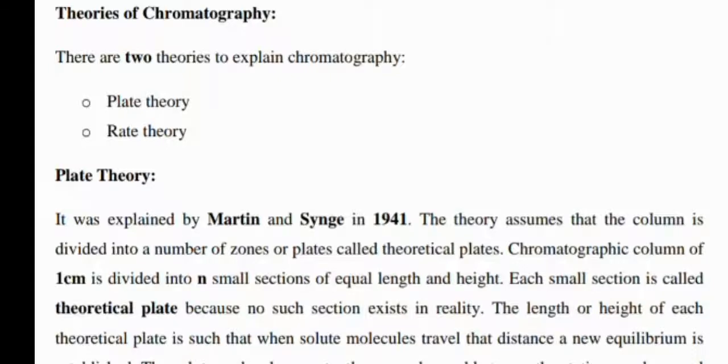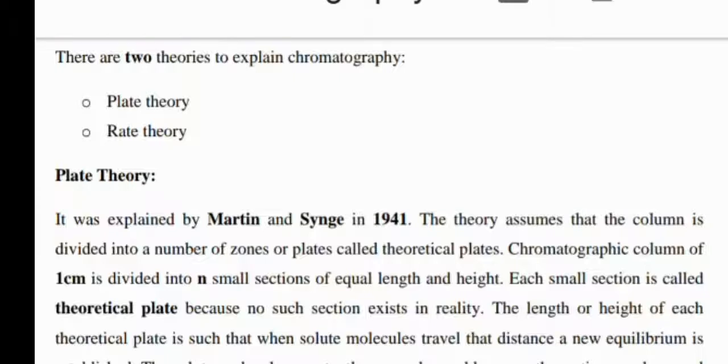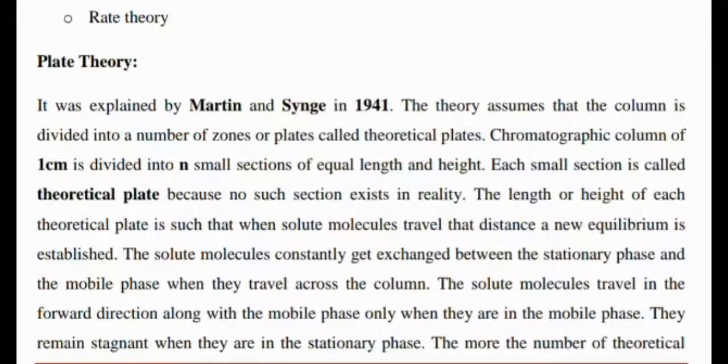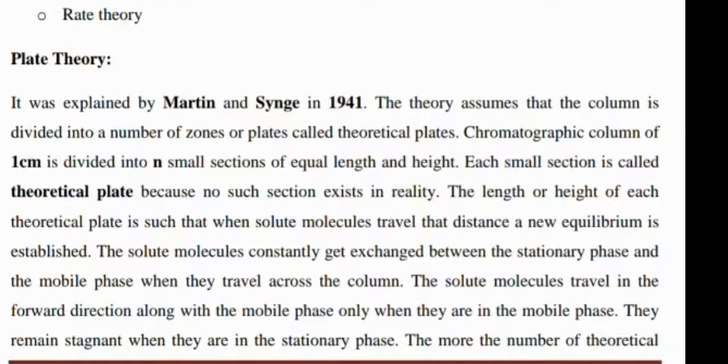A chromatographic column of 1 centimeter is divided into n small sections of equal length and height. Each small section is called a theoretical plate because no such section exists in reality. The length or height of each theoretical plate is such that when solute molecules travel that distance, a new equilibrium is established. The solute molecules constantly get exchanged between the stationary phase and the mobile phase when they travel across the column. The solute molecules travel in the forward direction along with the mobile phase only when they are in the mobile phase. They remain stagnant when they are in the stationary phase.